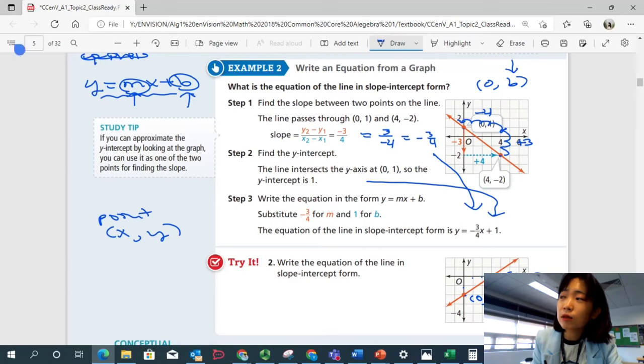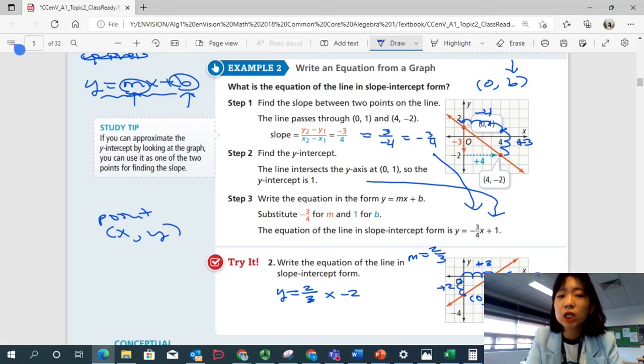So b is -2. Let's count the slope. From here to here, let's go up 2 units, so +2 over 1, 2, 3. Right 3 units, so you're going +3. So 2 over 3 is your slope. That means your equation of the line in slope-intercept form should be y equals 2/3x minus 2. Okay, check your answer. See if you got it right. If you did, good job.